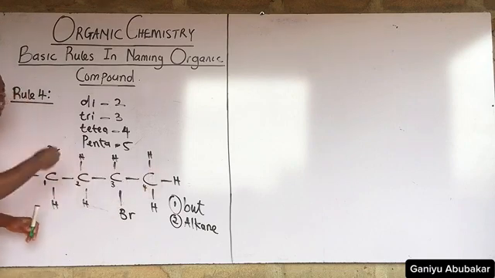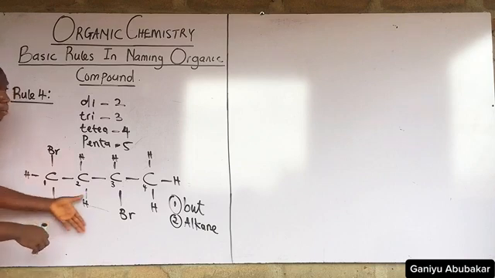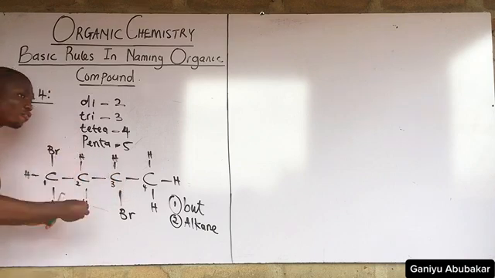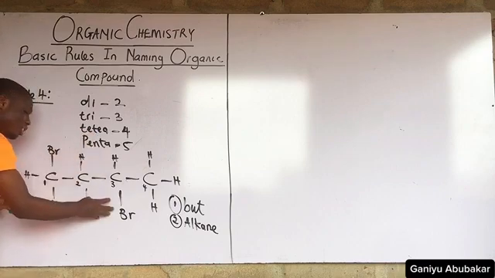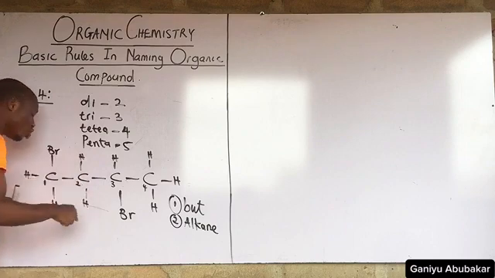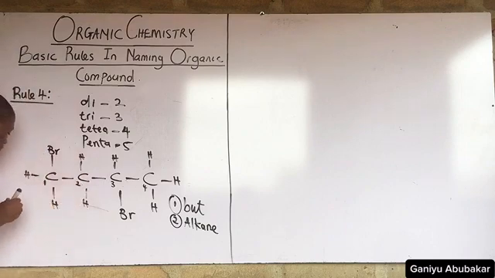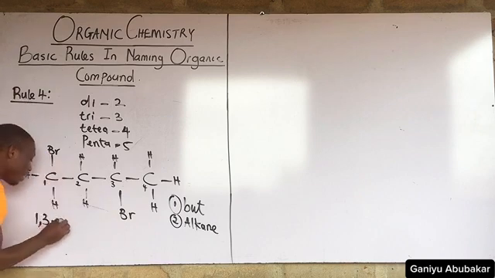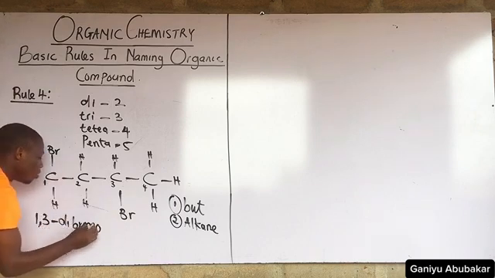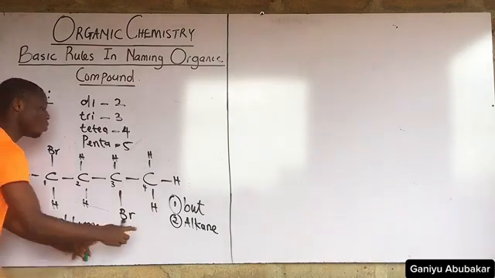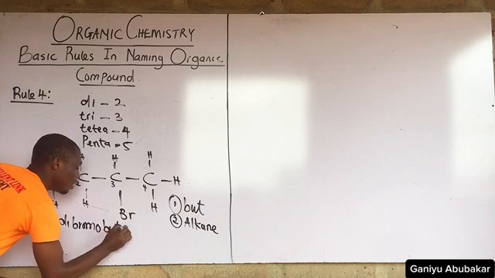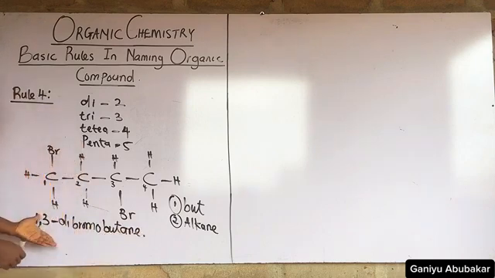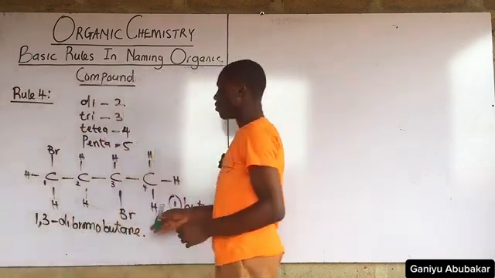Since I'm going with the upper numbering, how do you name it? We said you name the substituents first, before the compound, and show the position of the substituent. So this bromine here is on carbon 1, and this bromine here is on carbon 3, so 1,3. This is bromine, 1 bromine, 2 bromine, so that becomes dibromo. This becomes 1,3-dibromo. Next up, butane. So the name of this compound is 1,3-dibromobutane.